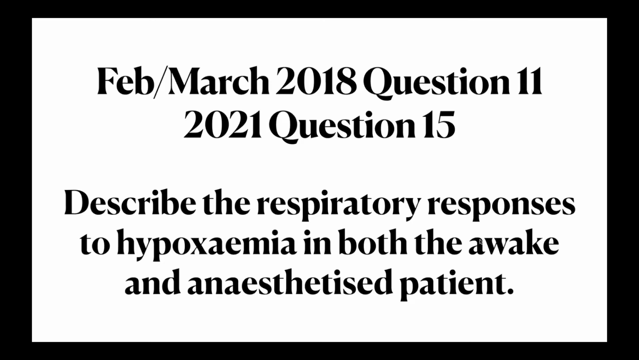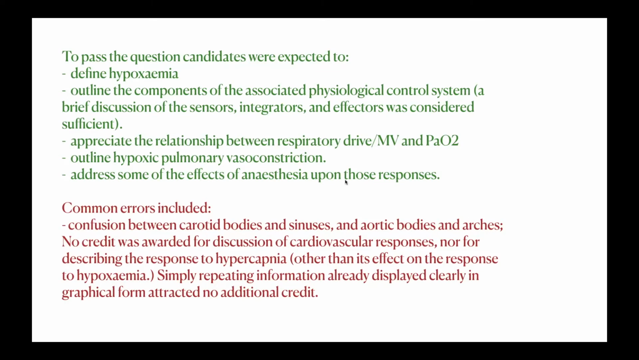Now, thirdly, this is our last one that we need to cover. So the last one is describe the respiratory responses to hypoxemia in both the awake and anesthetized patient. And this was asked on the last paper in 2021, as well as in February, March 2018. The examiner's report in 2021 was a lot more succinct. So to pass the question, candidates were expected to define hypoxemia, outline the components of the associated physiological control system. A brief discussion of the sensors, integrators, and effectors was considered sufficient. Appreciate the relationship between respiratory drive or minute ventilation and partial pressure of oxygen. Outline hypoxic pulmonary vasoconstriction, and address some of the effects of anesthesia upon these responses.